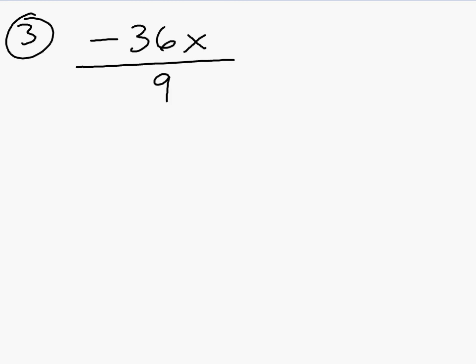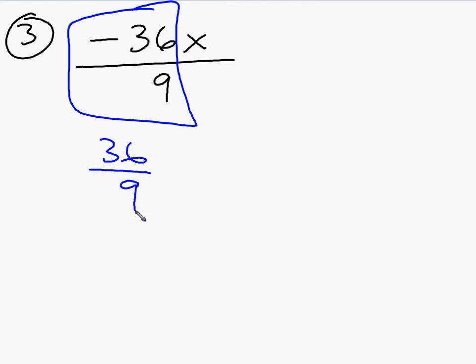Look at this, just forget about the x for a second. If I just had regular old 36 over 9, isn't that just like 36 divided by 9? What is it? Isn't it 4? Right? But I have a negative divided by a positive, so this is going to be a negative 4. And then you just bring the x along for the ride. Negative 4x. That's all you have to do with a problem like that. Okay?